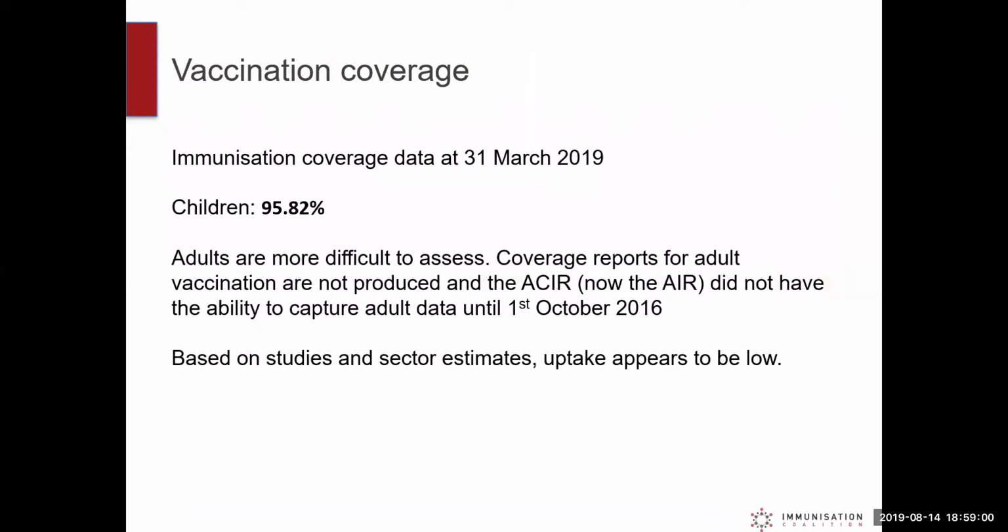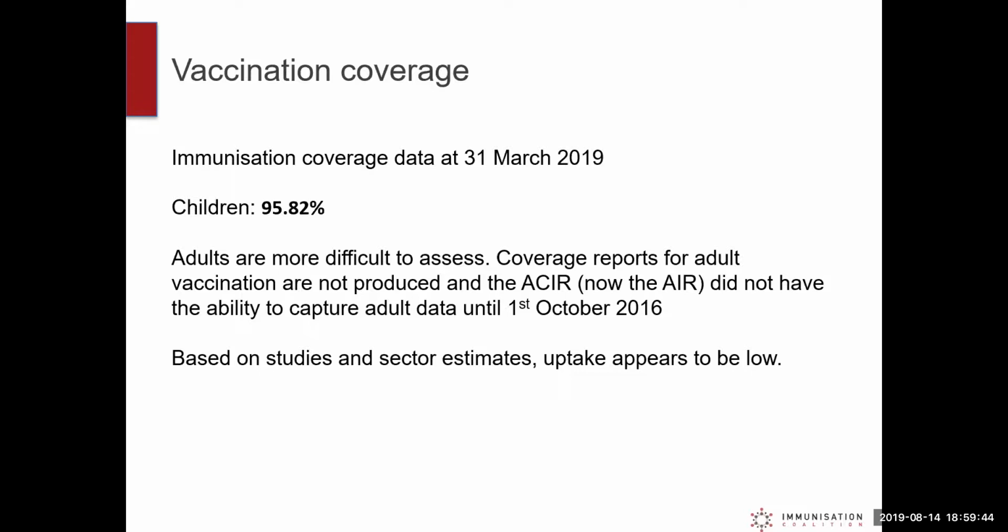Coverage, we do really, really well with children and we measure that. They're all funded vaccines for children, but trying to find data on adult uptake is really quite difficult. Coverage reports are not produced like they are for childhood reports. So, we now have the AIR, we've got the ability to capture pneumococcal vaccination data or any vaccination data for adults. But of course, we've only had that in place for a few years. So we've got to wait and see what that data is going to look like over time, given that this is not a vaccine that gets given every year, etc.